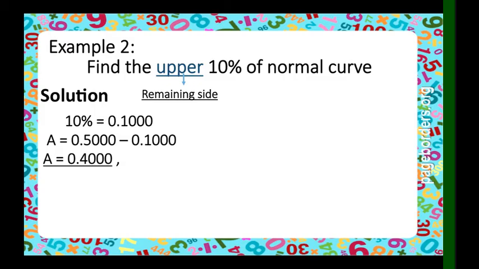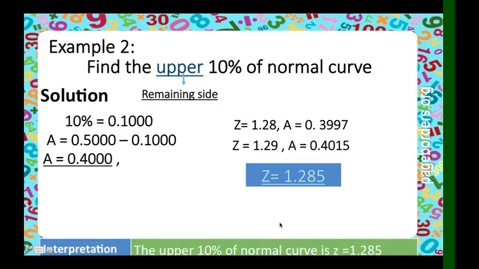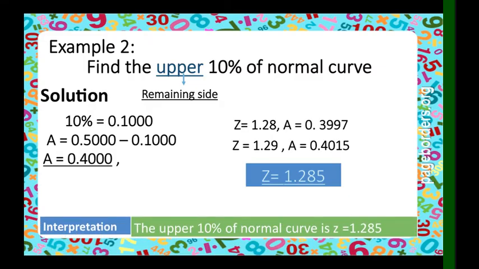Using the two-tailed distribution table, we will look for this, or the number that is nearest to 0.4000. And we will have z equals 1.28 as area 0.3997, and another is area equals 0.4015, or z equals 1.29. We will add the z-scores and divide them by 2. The answer is z equals 1.285. So for the interpretation, the upper 10% of the normal curve is z equals 1.285.